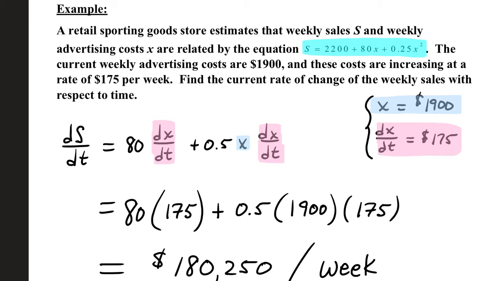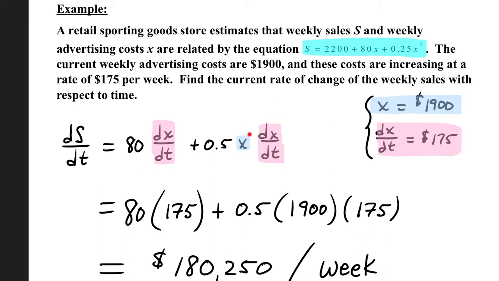In your sales function highlighted in teal, take the derivative of each term. 2200 is a constant, so its derivative is 0. 80x has a derivative of 80. Since that variable x changes with time, you have the differential dx over dt. Third term, take the derivative. 0.25 times 2 is 0.50x, and then again dx dt.